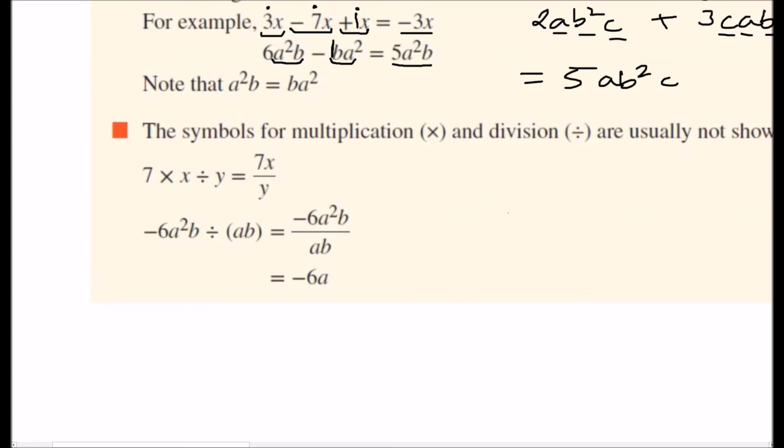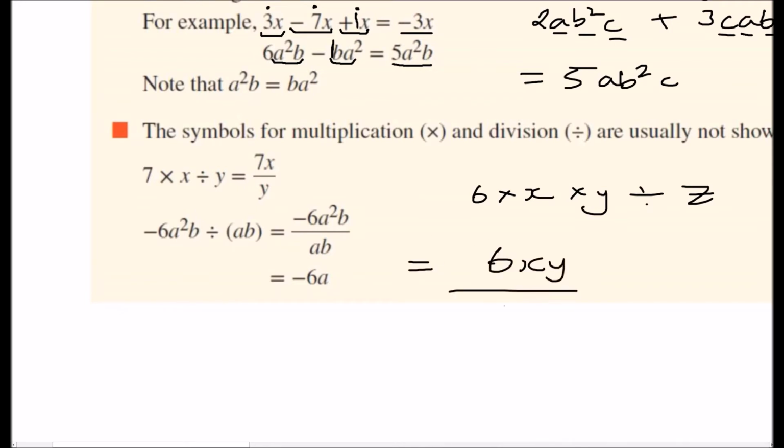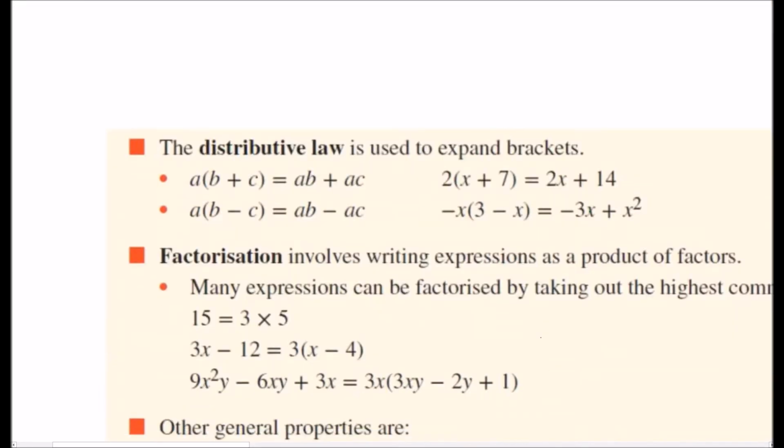So for example, if you see something like 6 times x times y divided by z, if you were to write this in shorthand, it would look like this: 6xy divided by z. Or you might see something like this: 7 divided by a squared is going to actually look like 7 over a squared. All right, let's move on.